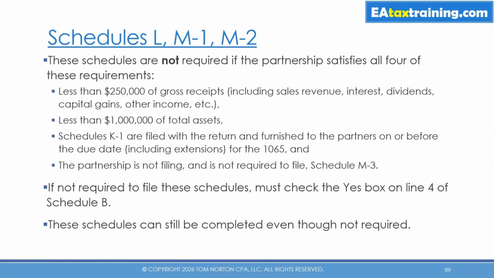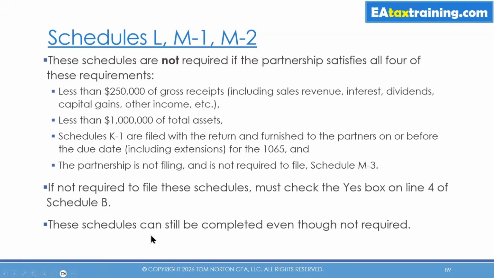So remember, M3 is the reconciliation of book and tax income for large partnerships. So if you are filing that form or you're required to file it, then you also have to file Schedule L and M2. You could leave M1 blank since you're using M3. If you meet this criteria, you're not required to file these schedules, then you have to check the yes box on line 4 of Schedule B. And that's Schedule B of the 1065. It's different than Schedule B of the 1040. So we'll look at that in a minute too.